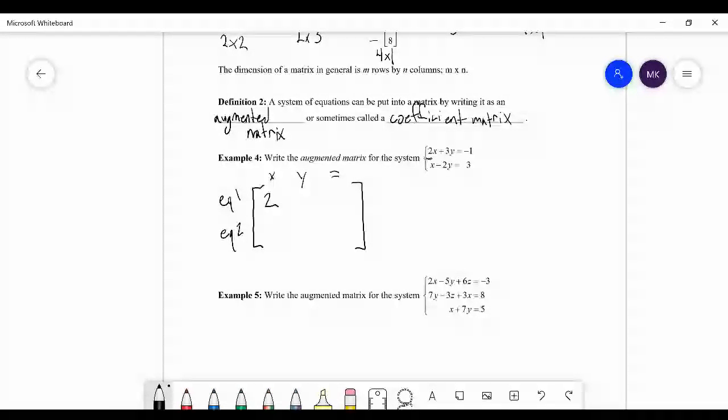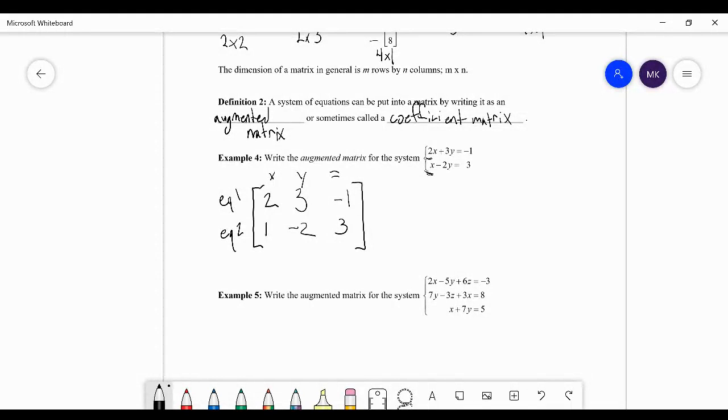In equation 1, what is the coefficient of y? 3. And in equation 1, what is the result? It's -1. Okay. Now, in equation 2, what is the coefficient of x? There isn't one, but if there's no coefficient there and we still have the variable, we know it's always a 1, right? Because 1 times x is just x. In equation 2, what's the coefficient of y? It's -2. And in equation 2, what is the result? It's 3. And so this is an augmented matrix.